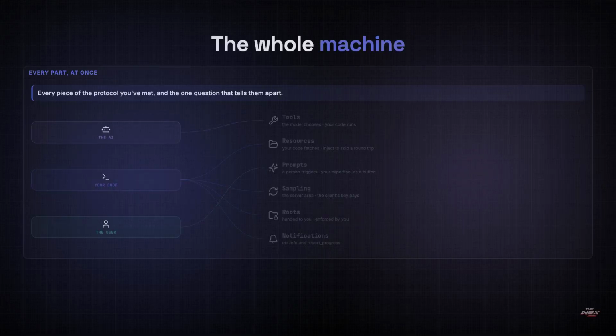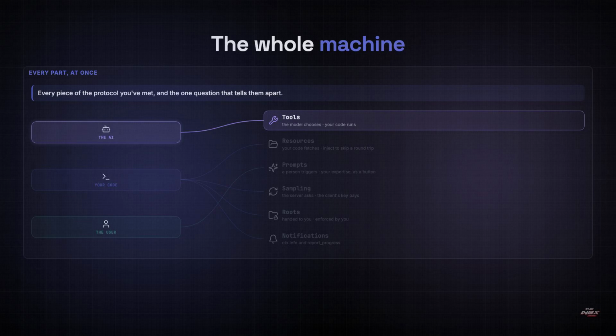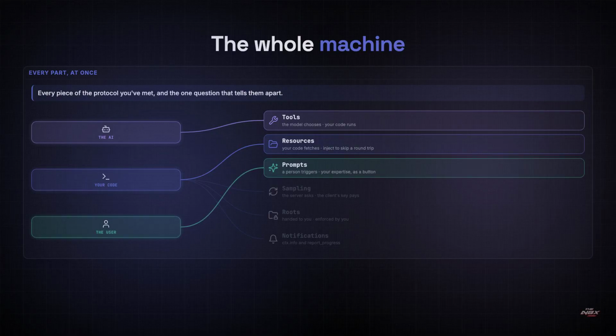Here's the whole thing on one screen. Tools are functions the model chooses, and Claude never runs them. Your code does, in the loop. Resources are data your code fetches, and injecting one beats a tool call whenever you already know what's needed. Prompts are workflows a person triggers, which is how you ship your own expertise as a button.